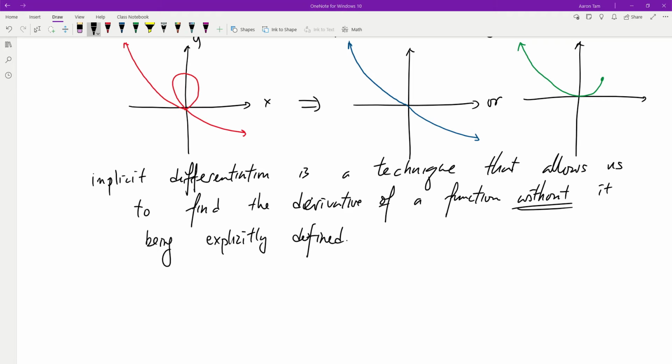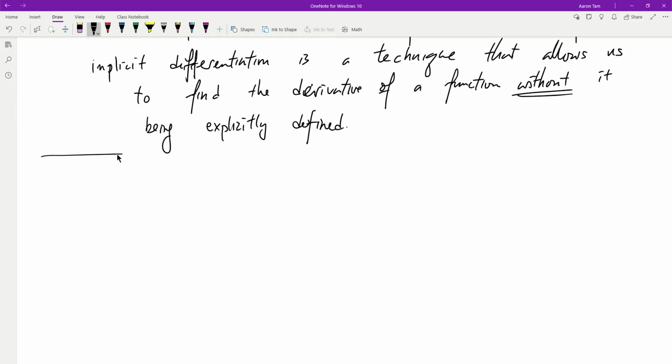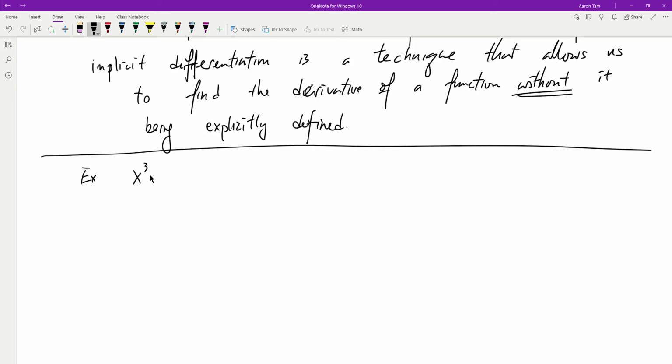Okay, so let's quickly review how to do implicit differentiation from last year. So let's just use the equation that we have right now and do it. Okay, so example. The problem will probably ask you for something like this: x to the third plus y to the third equal to 3xy. Find dy over dx. Now, here's something important.